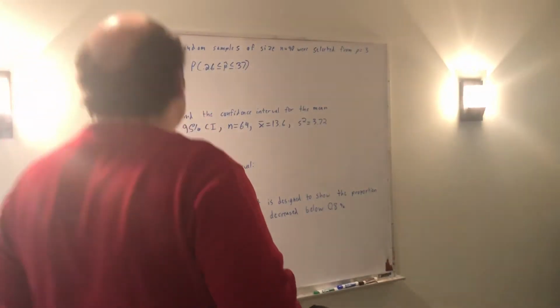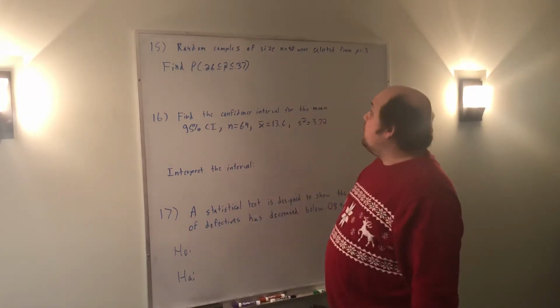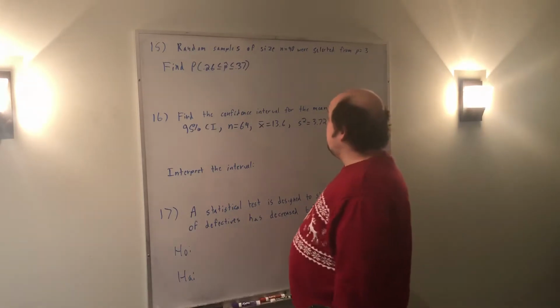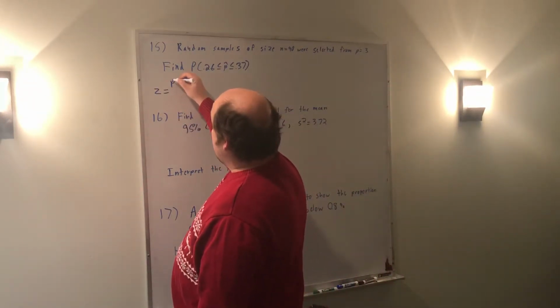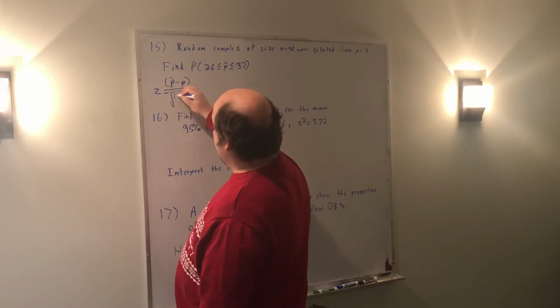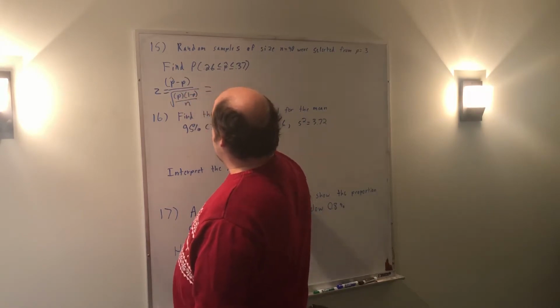Next question on the test asked me to find the probability that a proportion is between two values. In order to find this, I'm going to have to find the z-scores for each. The z-score formula that I'm going to use is z equals p hat minus p over the root of p times 1 minus p over n.